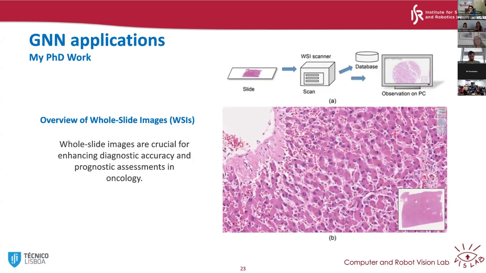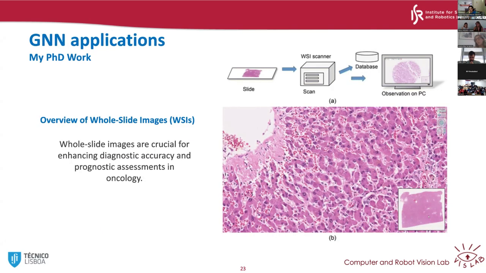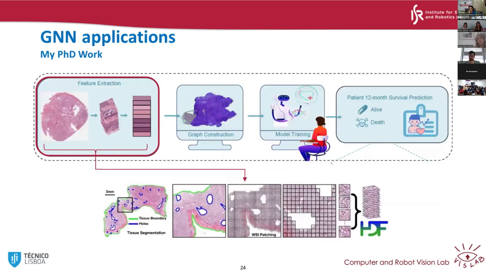So here, moving on to the prediction part and to my PhD work. In my work, I'm focusing on whole slide images, which are pathological images that contain different zooms and levels of information, from the whole slide image, the total image, to the nuclei information. So basically, in my work, I receive an image and I try to make it a graph.